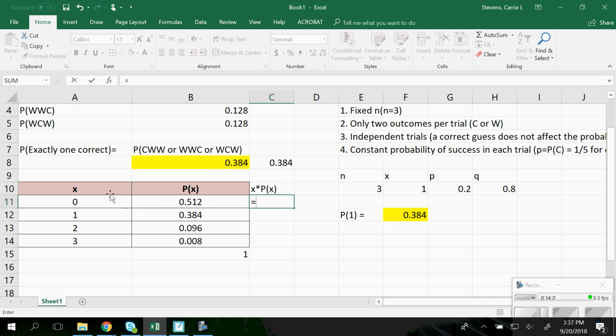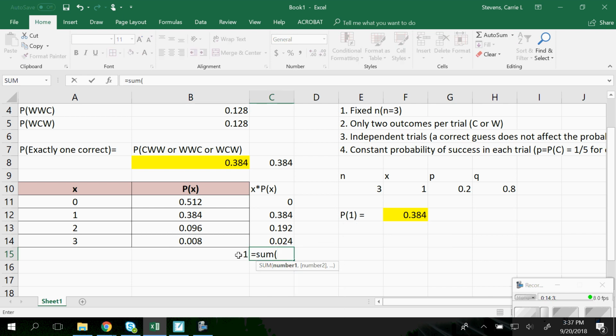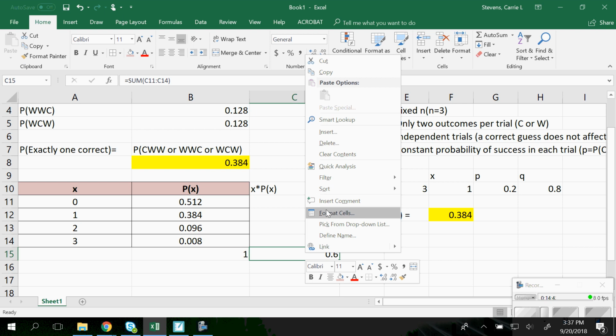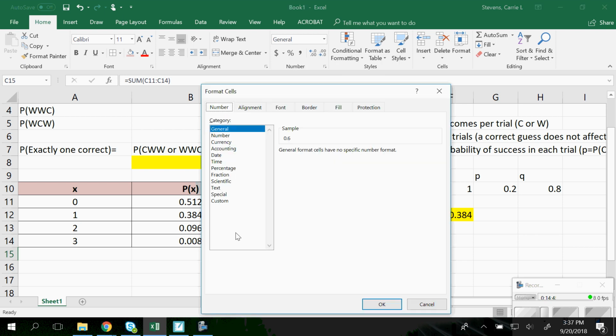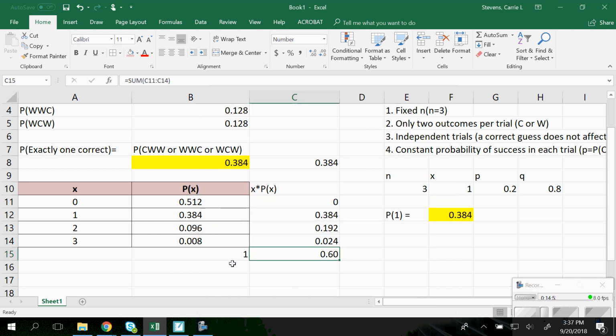and then add them up. That's easy enough. We can just do this times this, copy the formula down, and then sum it up. So I'm getting an expected value or a mean of 0.6. Let me just make sure that I'm showing enough places. For measures of center, it's always one place more than the original data values. So yeah, we're good.